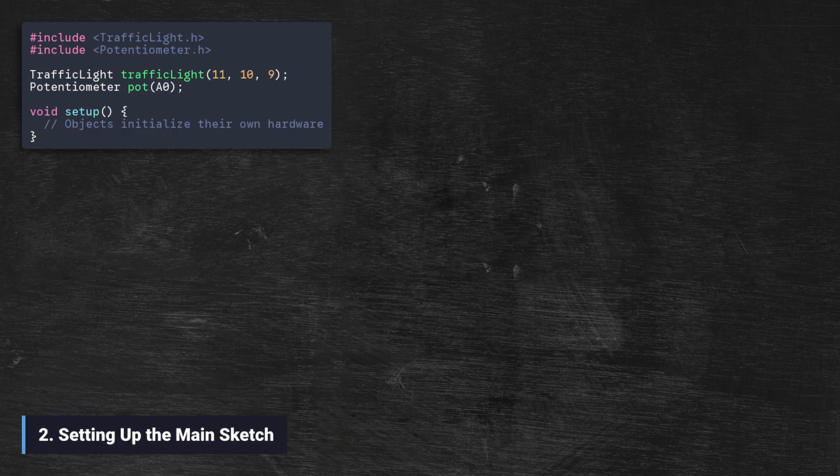In our main.ino file, we include the necessary headers and instantiate our objects. We create a TrafficLight object on pins 11, 10, and 9, and a potentiometer on analog pin 0. This high-level view shows exactly what components our system uses.